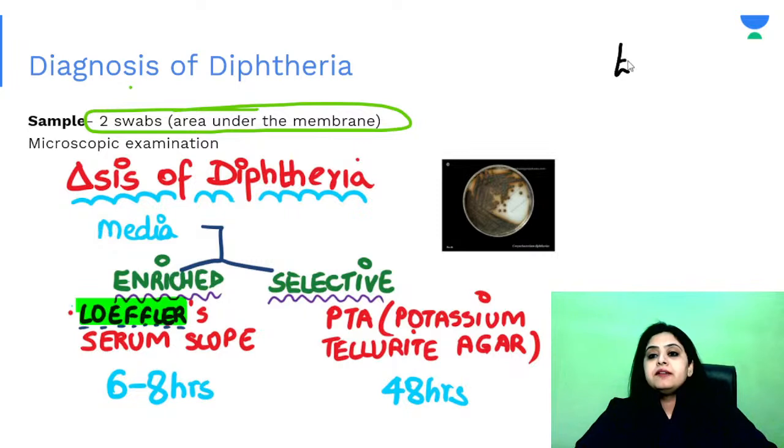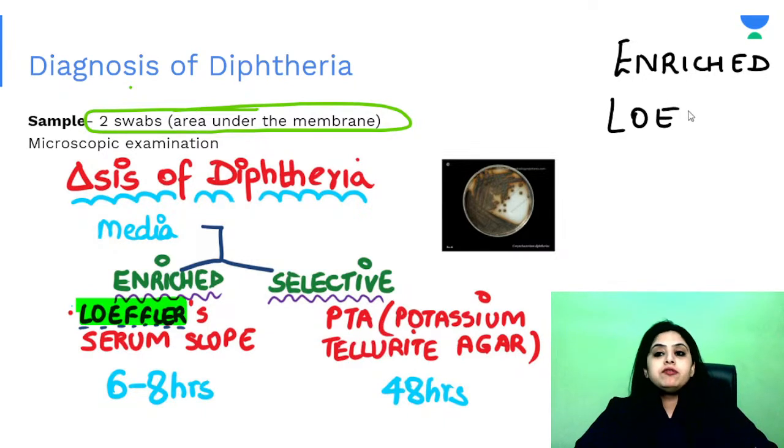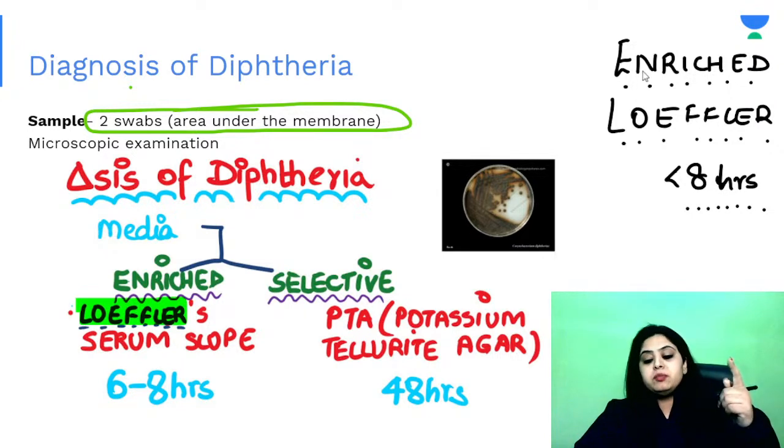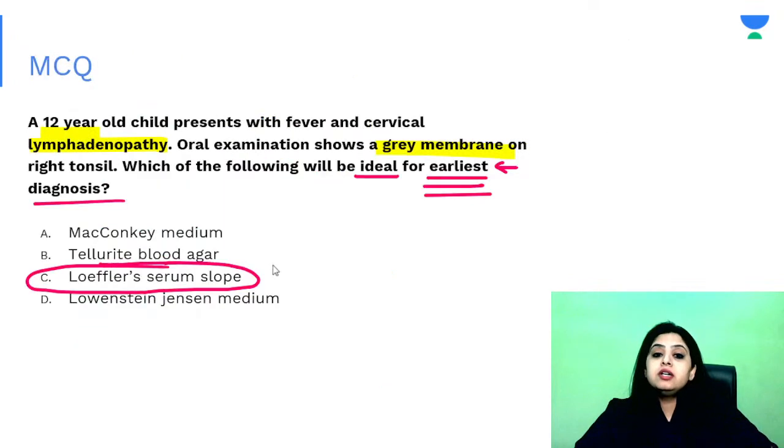So look here. When I write enriched, how many alphabets does it have? 8 alphabets. When I write Loeffler, how many alphabets does it have? 8 alphabets. In how much time will the bacteria grow in it? In less than 8 hours. So remember, the earliest diagnosis is going to be the 8 hours one, that is Loeffler. It's an enriched media, it is Loeffler and it is 8 hours. So I asked you for early diagnosis, you had to pick up Loeffler.